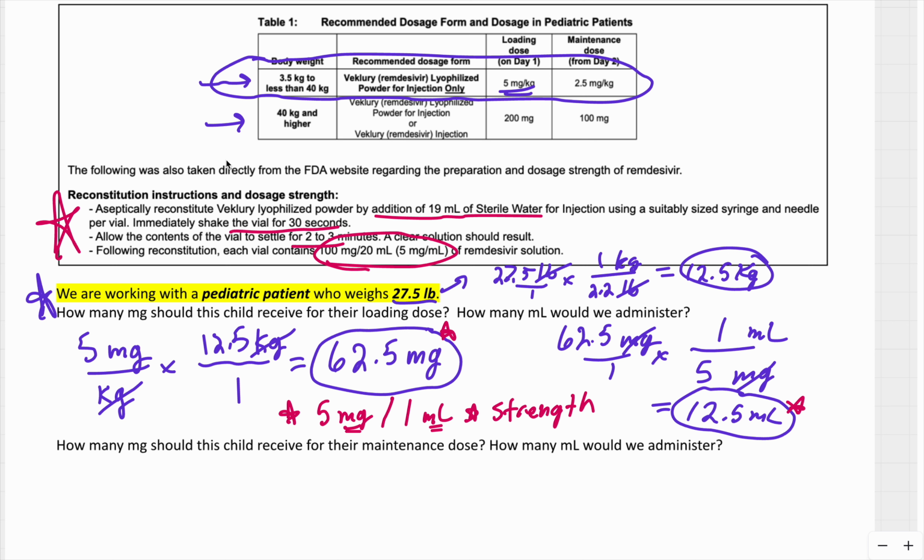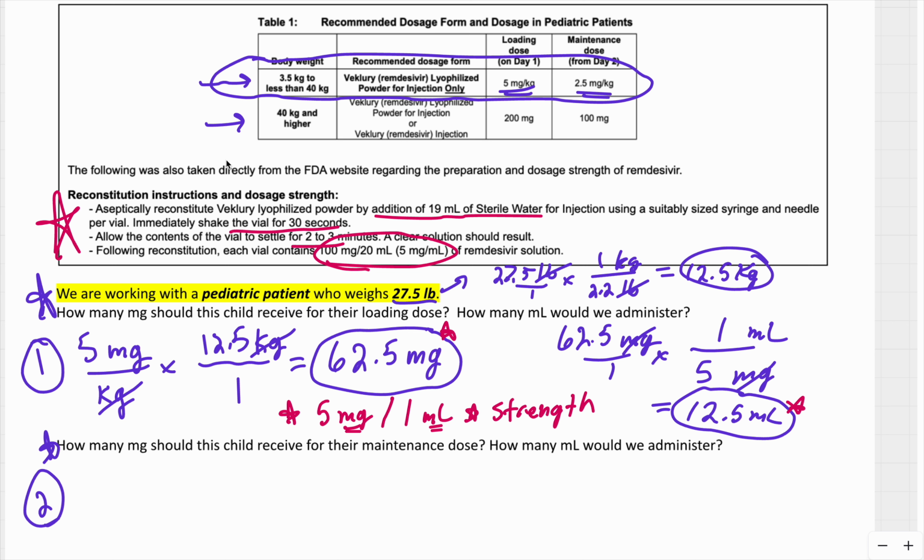Okay, now I want to focus on the maintenance dose. So that is the second piece up here, 2.5 milligrams per kilogram. I need to figure out how many milligrams they need. This is all day 1, right? This first is day 1. Now this is day 2 and beyond. So now we're on the second day. We need to give the maintenance dose. How much do they need, and how many milliliters will we give? If you want to pause the video and try that on your own, go ahead and do so.